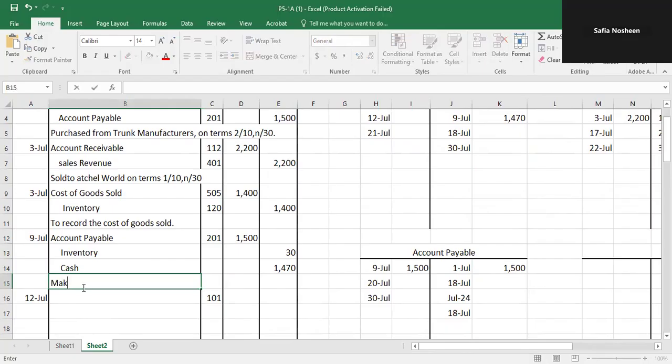So make payment to trunk manufacturer within discount period. So we have availed the discount. And let's do another one.